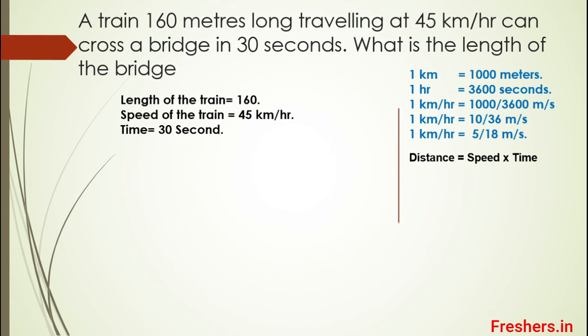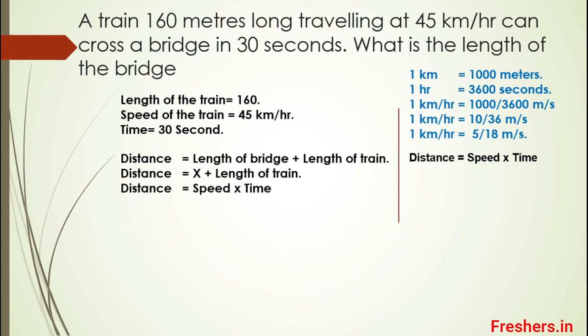So what are the things that we have here? The length of the train, which is equal to 160 meter, the speed of the train is 45 kilometer per hour, and the time taken to cross the bridge is 30 seconds. Now we know the formula: distance equal to length of the bridge plus length of the train. The length of the bridge is unknown, so we will mark it as x.